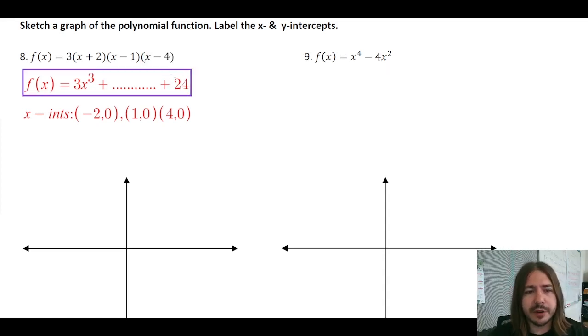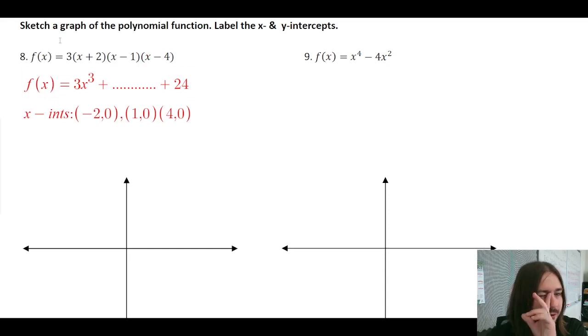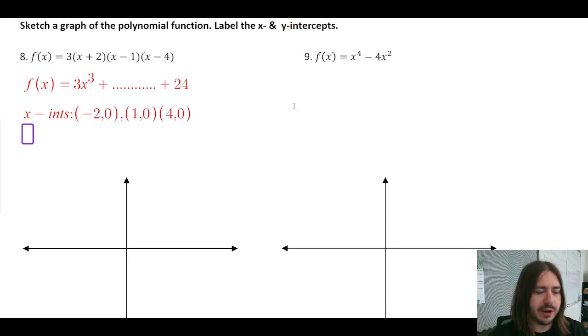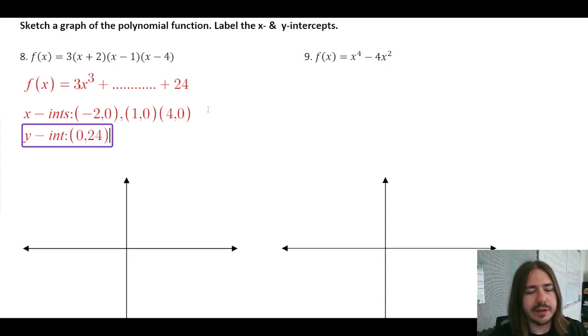You could also get this number by just plugging in zero: 2 times -1 times -4 times 3. You end up at the same place. But I think just looking at it like this can help guide your thought process. So the y-intercept here is going to be at (0, positive 24).